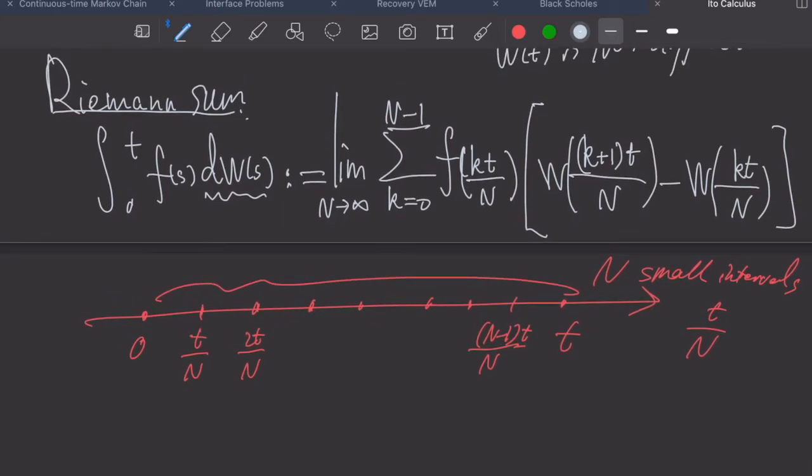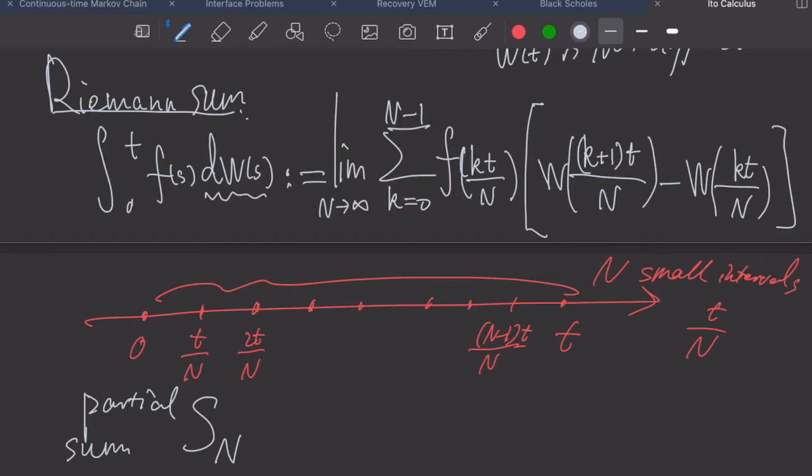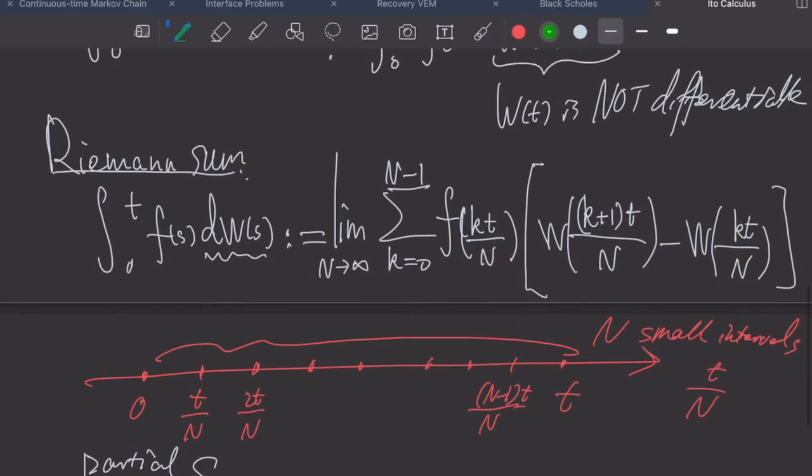And now let's try to analyze this sum. First of all, let's only keep the partial one, okay? So the partial sum S sub n, which is defined without the limit. Basically, we have Sn is this part, all right? And now let's look at this term right here.